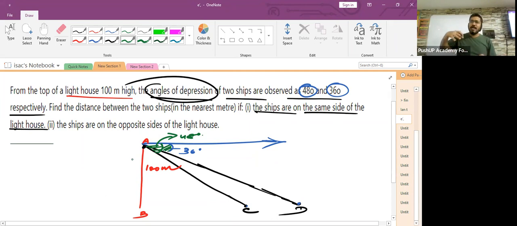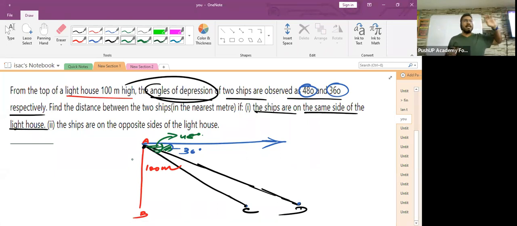There are different techniques in which you can make the predictions, which is 36 and which is 48. If you go with the first method, that is quite technical. The more the distance from the lighthouse, the less is the angle of depression. The less the distance from the lighthouse, the more is the angle of depression. It's just the opposite.